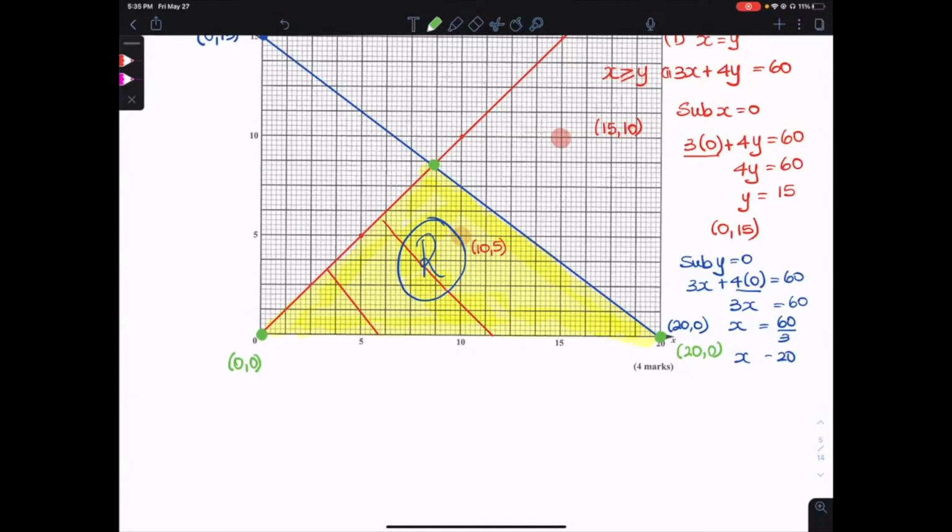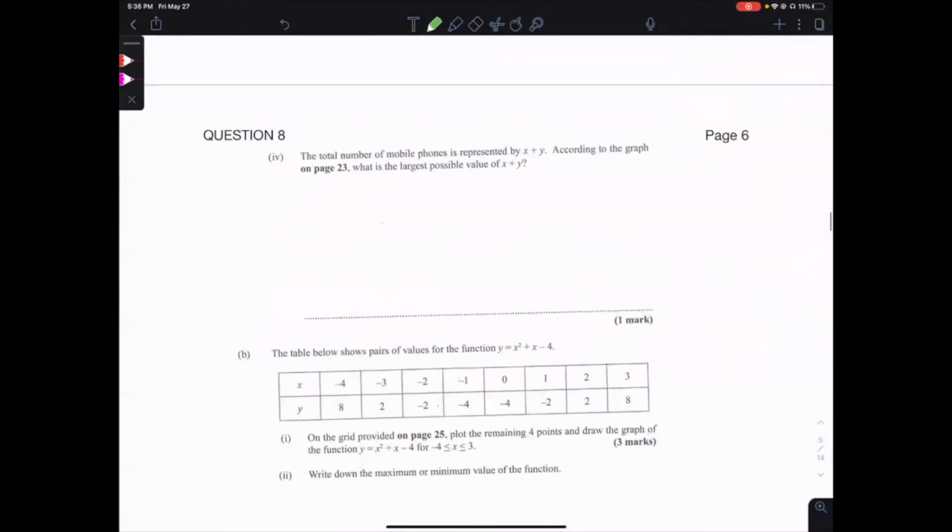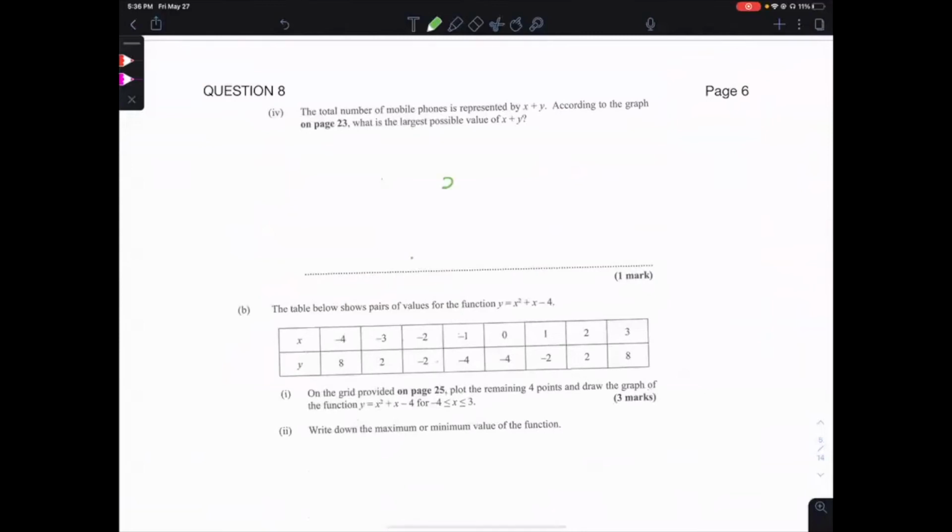Zero plus 0 will give us 0, right? And 20 plus 0, 20. Yes. Right. So which of the 2 pairs of coordinates will get a larger number, the 0 plus 0 or the 20 plus 0? 20 plus 0. So the answer here is X is equal to 20, Y is equal to 0. So the answer is 20.